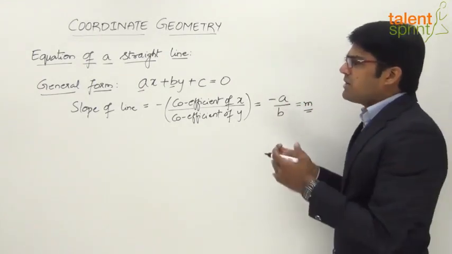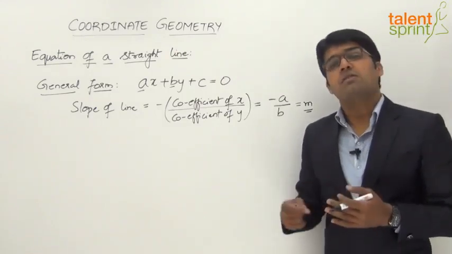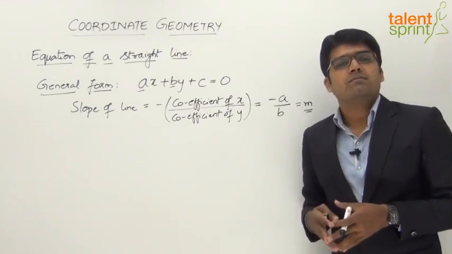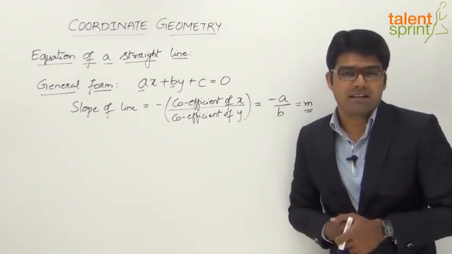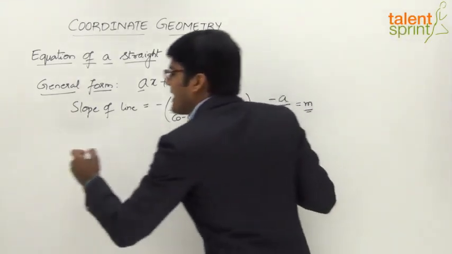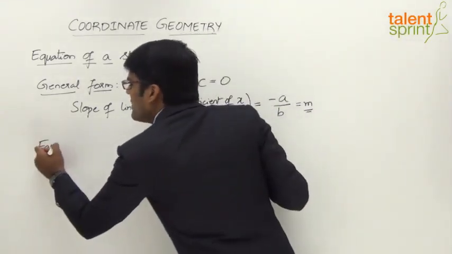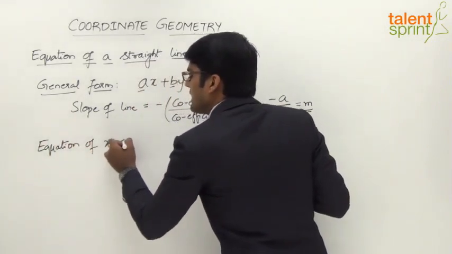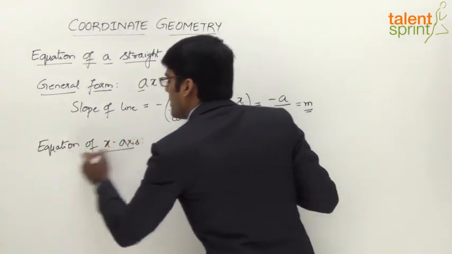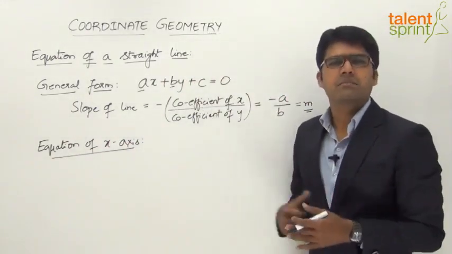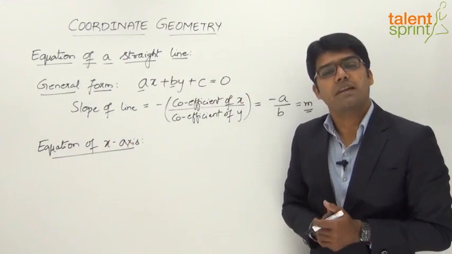Now, apart from the general form of equation of a straight line, there are a few important equations which we need to understand clearly. Let's have a look at them. For example, the equation of x-axis. What will be the equation of x-axis? Now, x-axis is also a straight line. Yes or no? Out of the two coordinate axes, the horizontal axis is x-axis, which is nothing but a straight line. So what is the equation of x-axis?